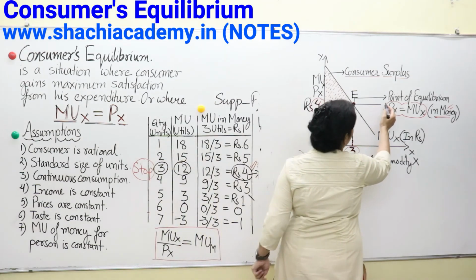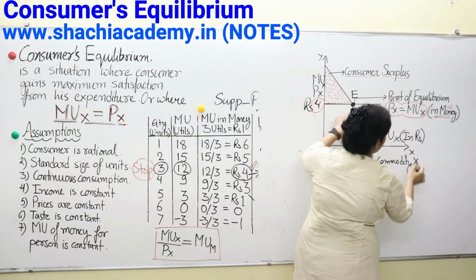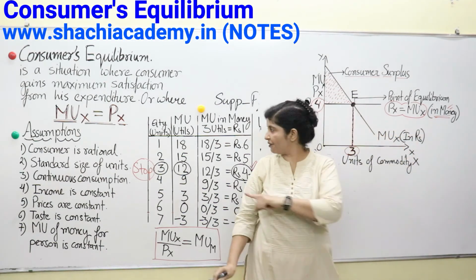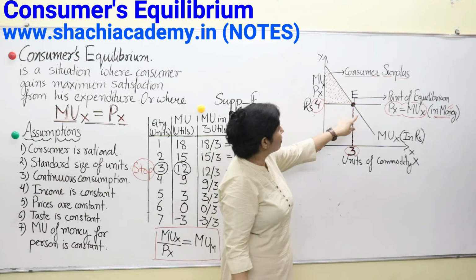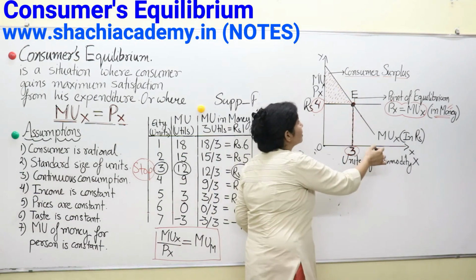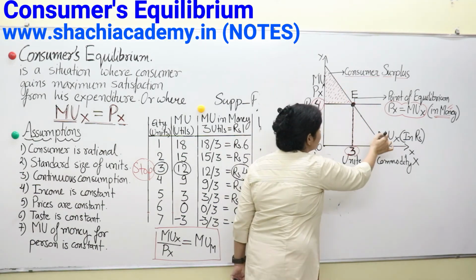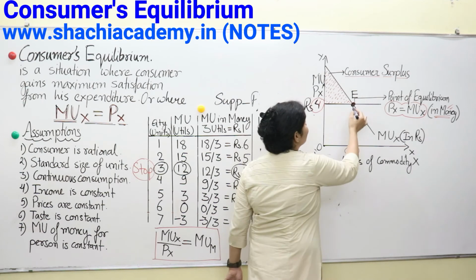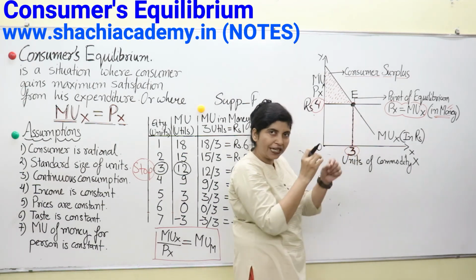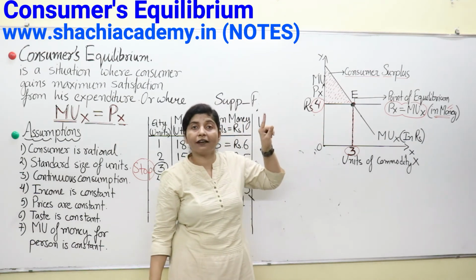What is the point of equilibrium? Price of X equal to marginal utility of X in terms of money. That we have discussed in detail. So this is the point of equilibrium where both these curves, this price curve and our marginal utility curve, intersect. They both meet or cut each other. This is the intersection point and this is the point of equilibrium.